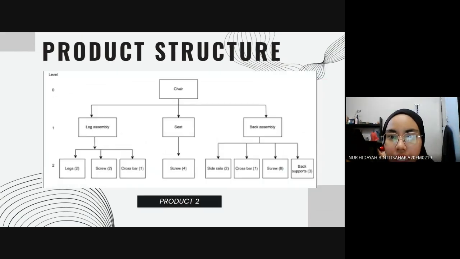This is our product structure for product 2, which starts with three levels. Level 1 is a leg assembly, seat and bed assembly, and the second one is the assembly for each of the three above.